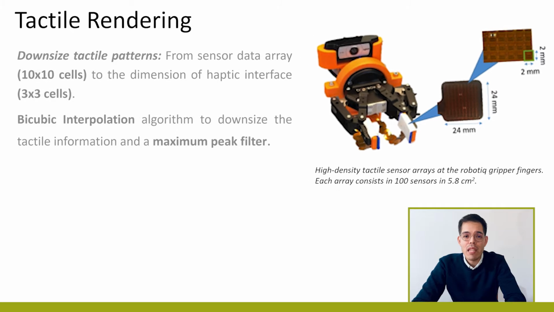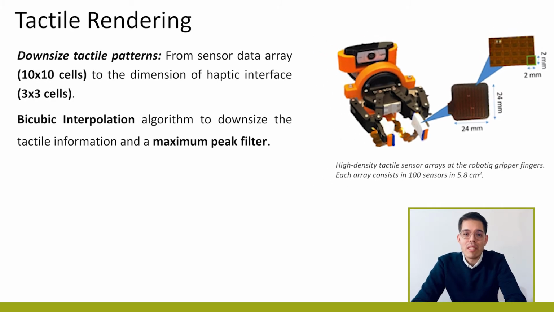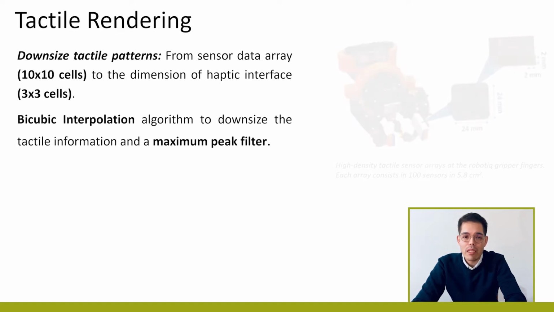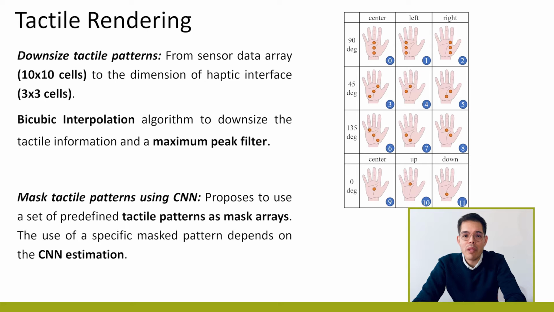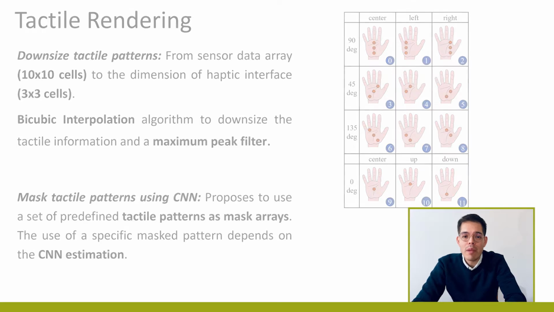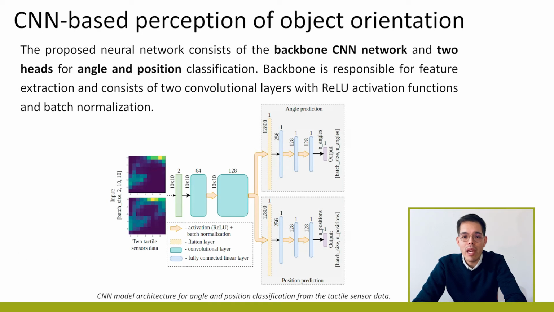In the first stage, the downsize method resizes and adapts the sensor's data array to the dimensions of the haptic display, with a unique stimulation point per row. The second stage proposes to use a set of predefined tactile patterns as mask arrays, whose use depends on the CNN estimation. We have implemented a classification CNN model with two heads for pipette angle and position recognition.